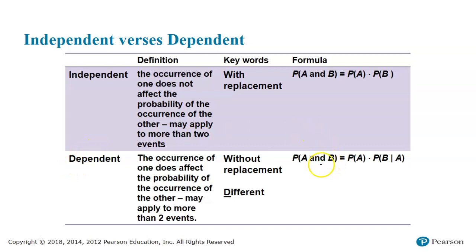Okay, if it's dependent, then we have the probability of A, just like we did here, but instead of being able to just multiply it by the probability of B, we have to do the probability of B given that A has already occurred. And we'll work through some examples of these so you'll understand what all this means.